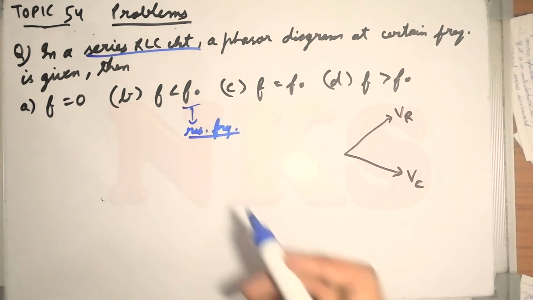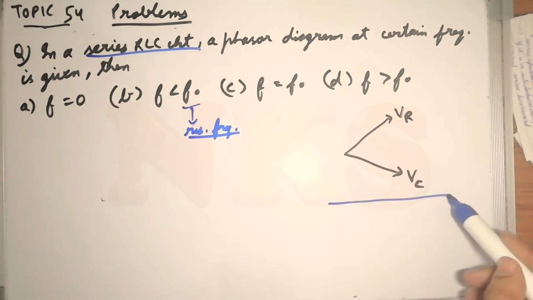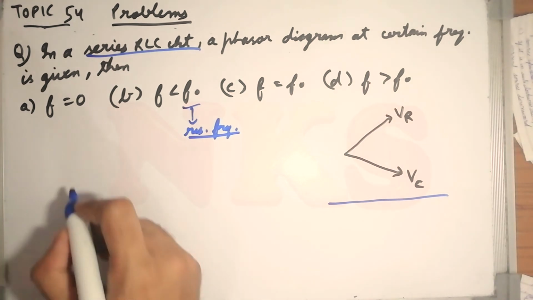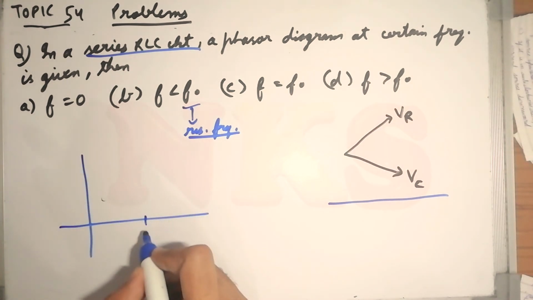So it is saying, by watching this phasor, can you say at which frequency the circuit is operating? That is the question. I have told you for a series RLC circuit, the f0 is this.